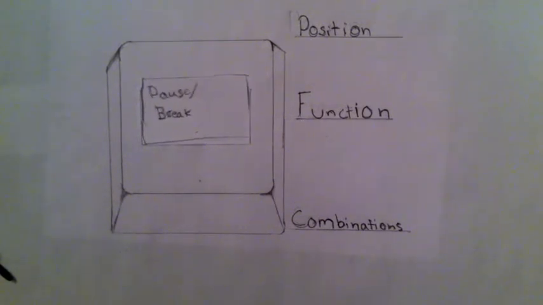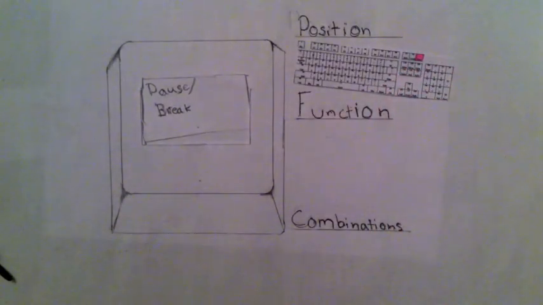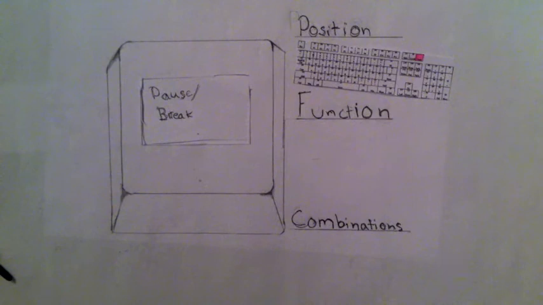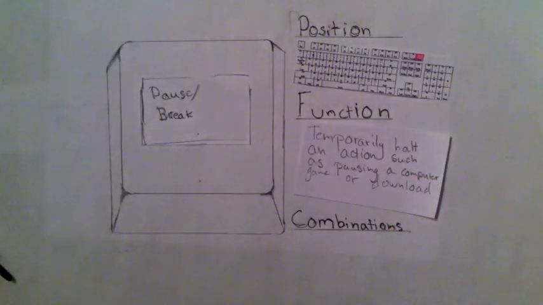Last but not least, we have the Pause and Break key, which is located 2 keys away from the print screen/sysrec. Despite the fact that it has a pretty straightforward function, it's hardly ever used. This key can be used to temporarily halt the action of a program, like pausing a computer game or pausing a download. Sadly, there are no specific combinations for this key.